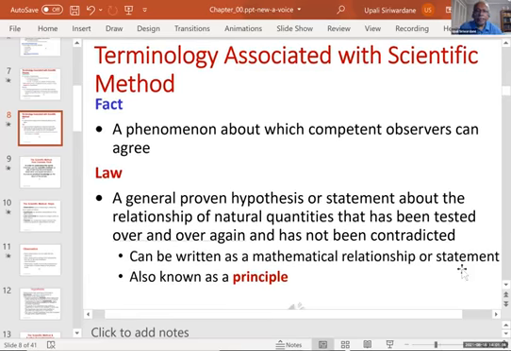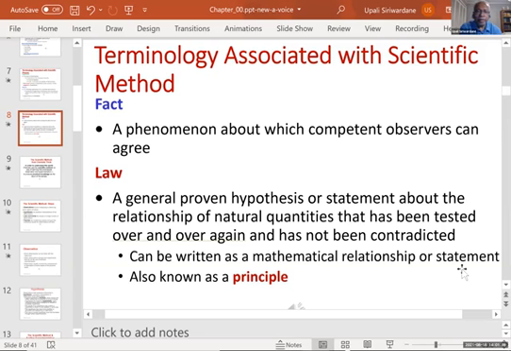The facts are data we gather during an experiment, a phenomenon about which competent observers can agree. So the data people all over can agree. So scientists need to report the conditions under which data is collected to everybody through publications. So people could check the facts in many laboratories.